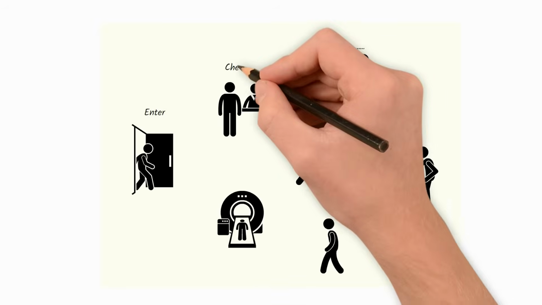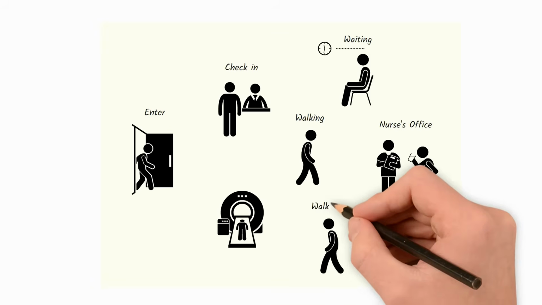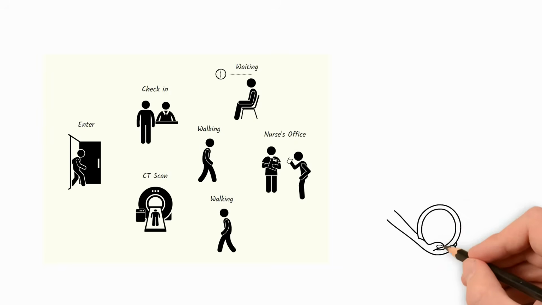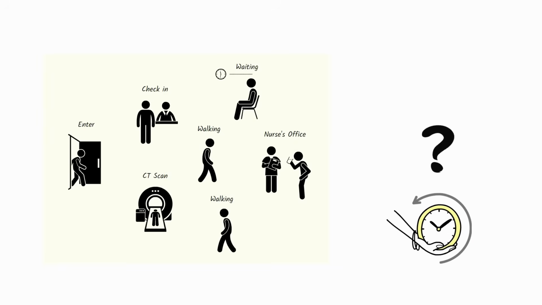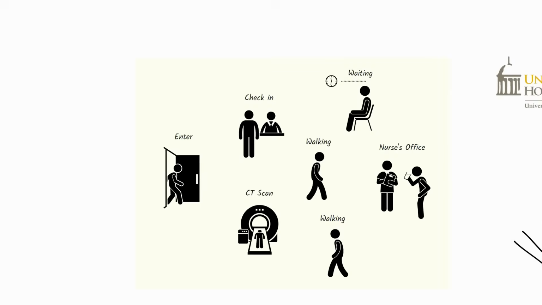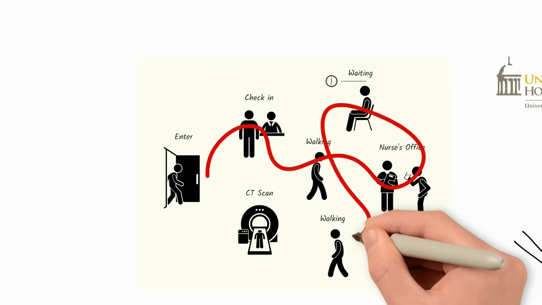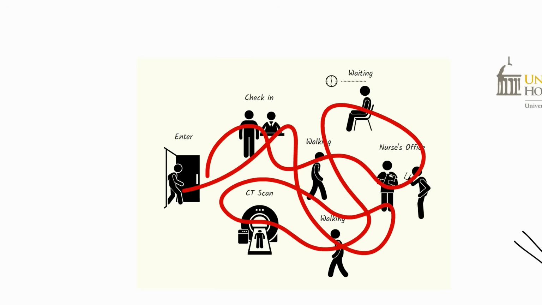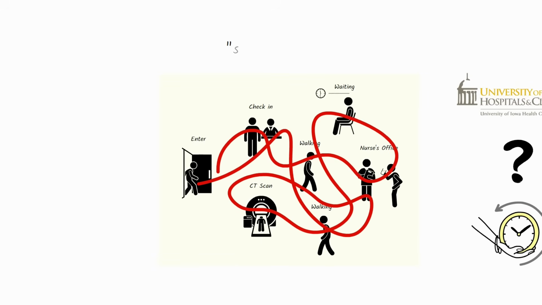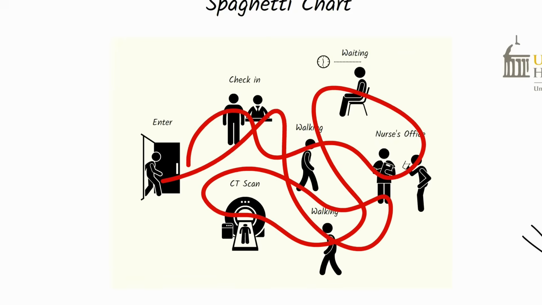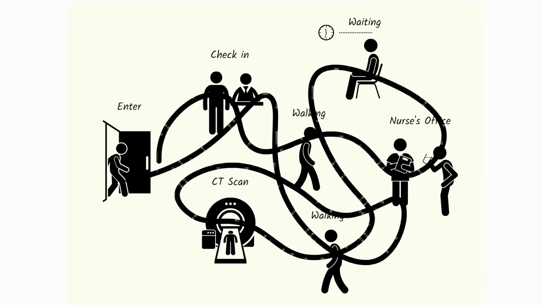If you followed a patient around a hospital, tracking each of their movements and waiting times, how much wasted time do you think you'd uncover? A team at the University of Iowa hospital wanted to find out, so they followed patients through the radiology wing and drew their journey on a map with waiting times. They called it a spaghetti chart because it looked like a mess of tangled paths. When hospital staff saw this map, the fixes were obvious.